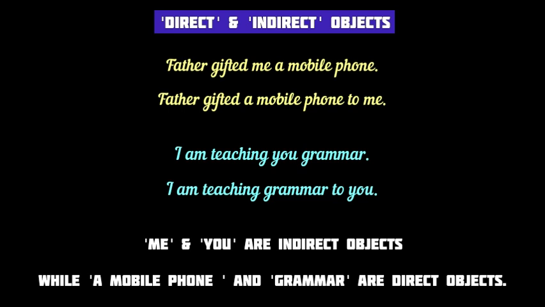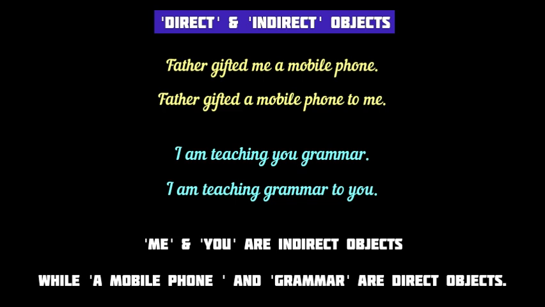Take another example. I am teaching you grammar. Here the pronoun you denotes a human being, so it's the indirect object, and grammar is a thing, so it is the direct object. Now remember, generally the indirect object comes before the direct object in the sentence. But if you want to put the indirect object after the direct object, you have to use the preposition to or for before the indirect object in the sentence.